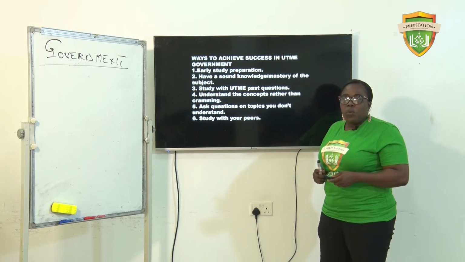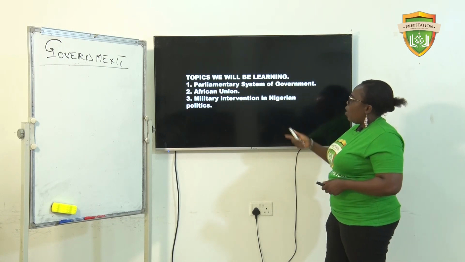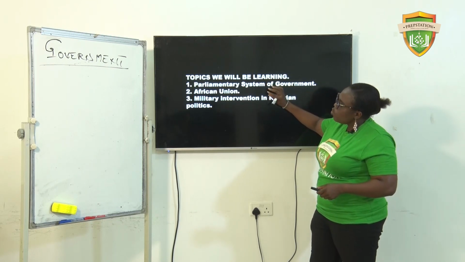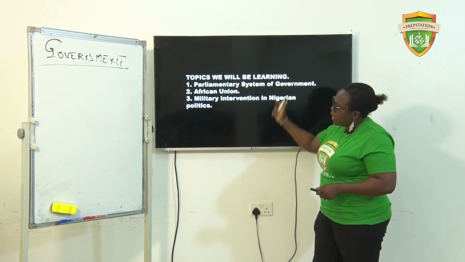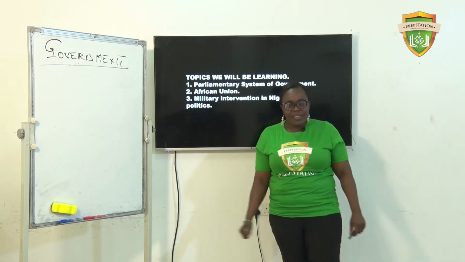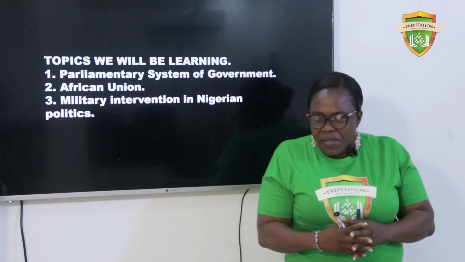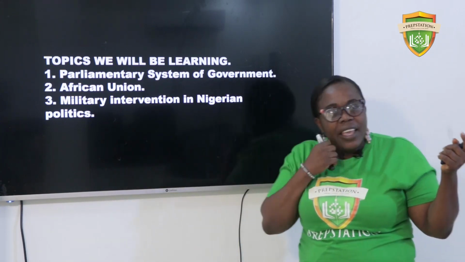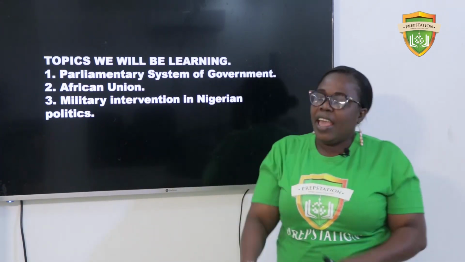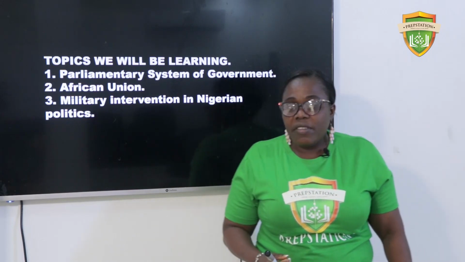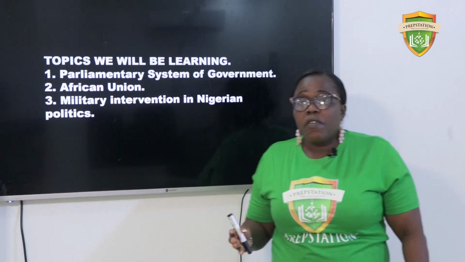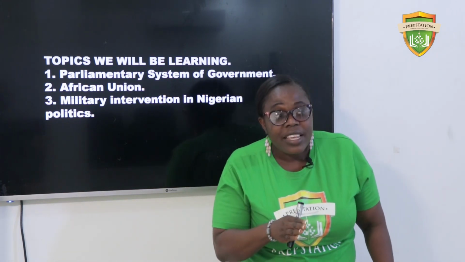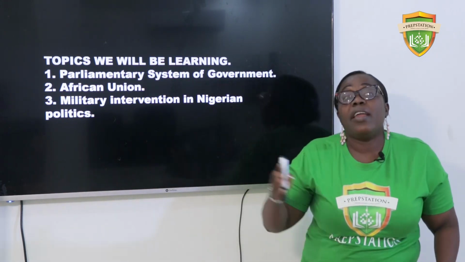Let's see what we'll be learning today. Okay, we'll be looking at those 3 topics. The first one is parliamentary system of government. When you hear parliamentary system of government, what comes to your mind? Okay. All right. When we talk about parliamentary system of government, it's a system of government whereby the head of government is different from the head of state.